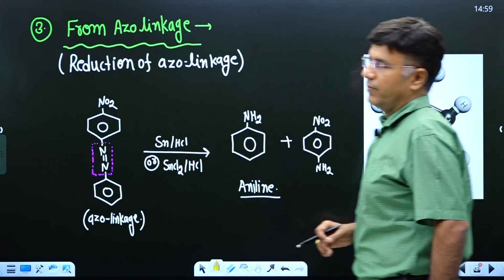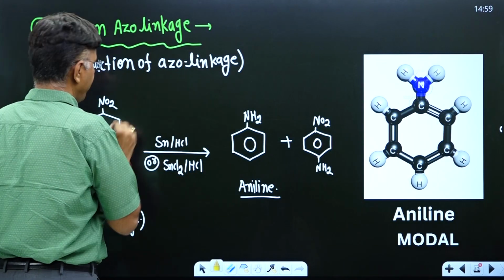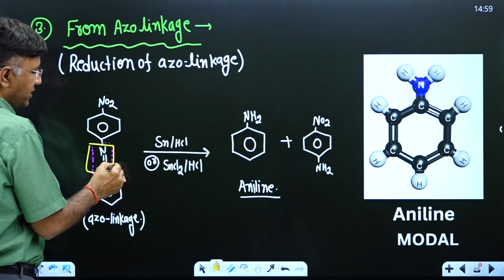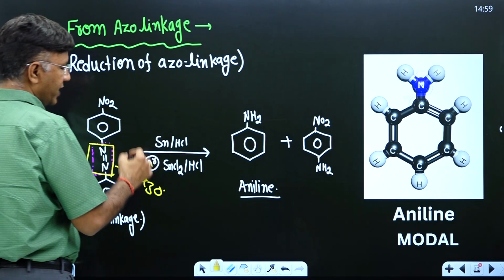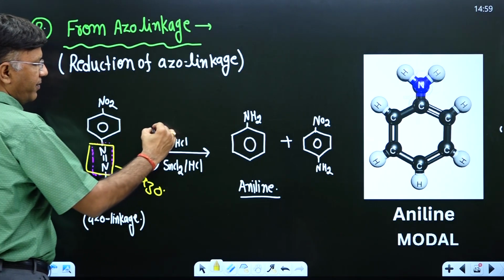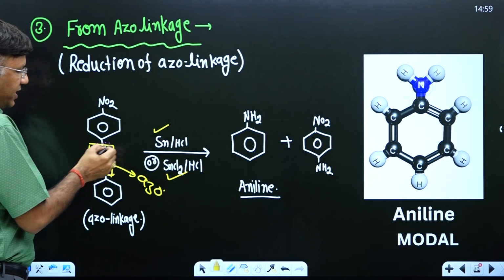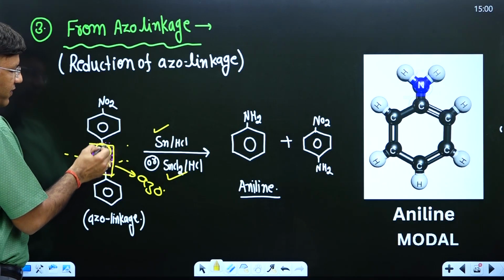Now the next method is from reduction of azo linkage. What is the meaning of azo linkage? This is azo linkage, N double bond N. If we react an azo linkage molecule with metal and acid, this azo linkage will break and the corresponding amines will form.